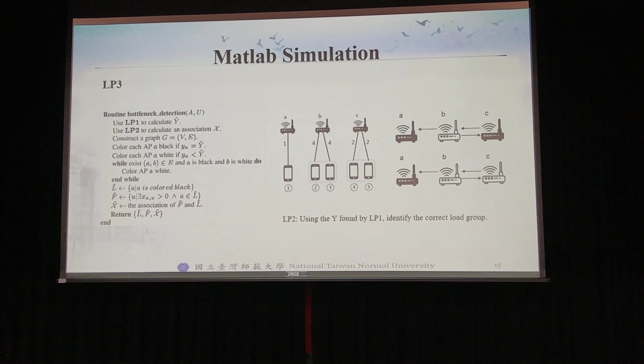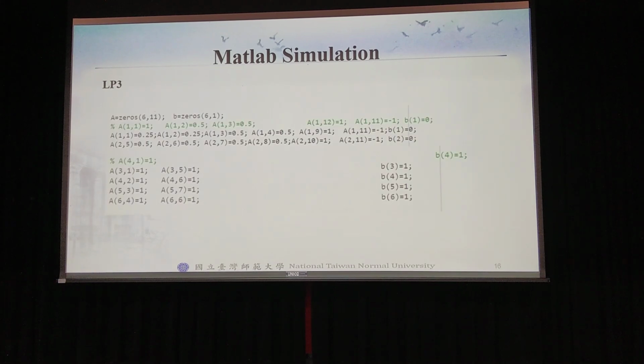So LP2 can find that YA equals YC equals 1, but since the user can connect with both YB and YC at the same time, the load of YC can be reduced and transferred to YB. In this case, YA can be the load group, and in the new interrupt, YA will be removed. Remove the load groups of the YA, which include APA and user 1.